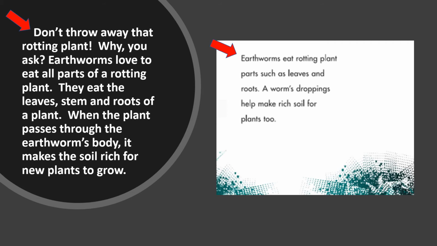Now, on the left, there are only 2 sentences, but on the right, I added a few leads or hooks to make it more interesting, and then I added parts of a plant that the earthworm would eat, and I talked about what happens to the plant once it goes through the earthworm's body. Again, more facts, and the leads make it more interesting so that the reader or the audience would want to listen to or read more. Let's continue.